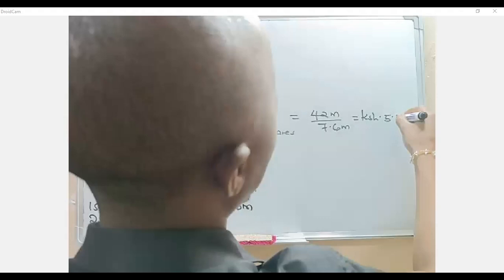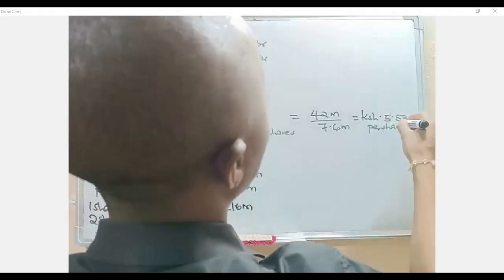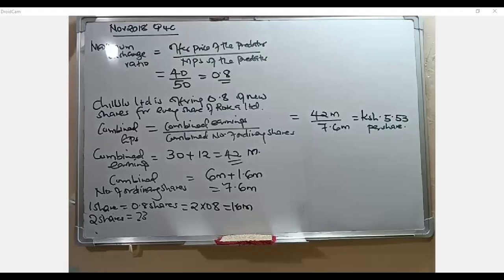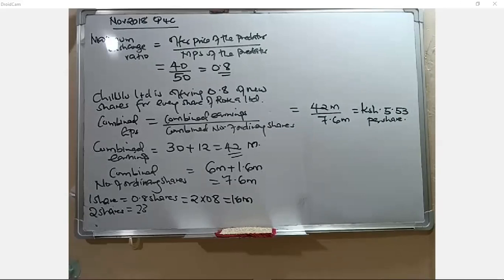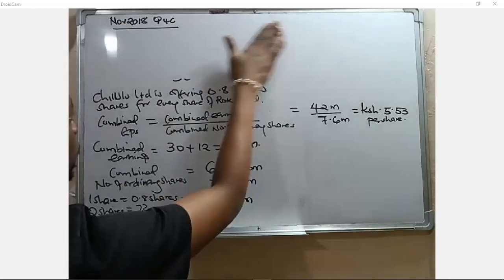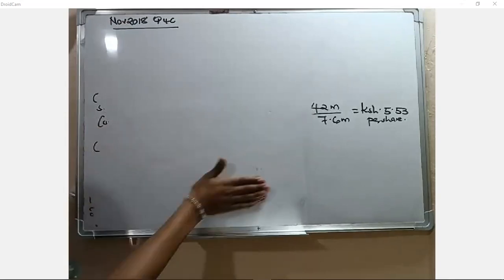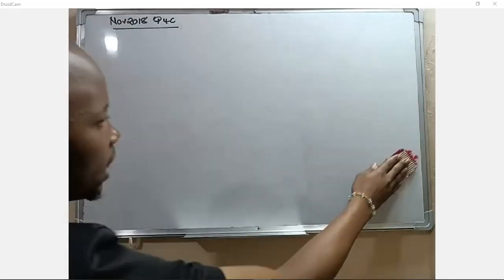5.53 per share. Now, part 3, we are being told, using the results obtained in C1 in 2 above, and assuming that Chilulu Limited PE ratio will remain unchanged after the merger, determine the post-acquisition market price of the shares of Chilulu Limited. We have already discussed this. It is very simple. That is why the examiner is offering you only 2 marks, because nothing much you are doing.